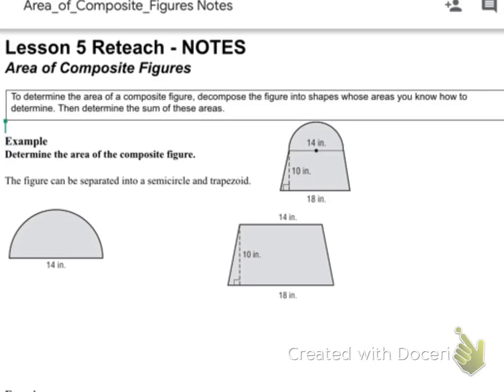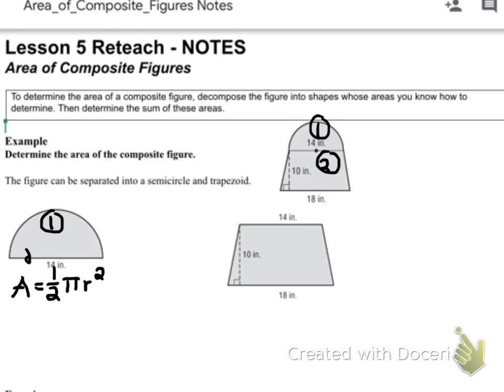It looks like we have a semicircle, we'll call that our figure 1, and we have a trapezoid, and that will be our figure 2. So the area of a circle would be pi r squared, but we have half a circle, so we'll make sure we write it as half pi r squared.